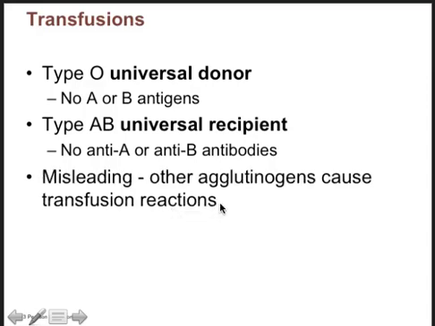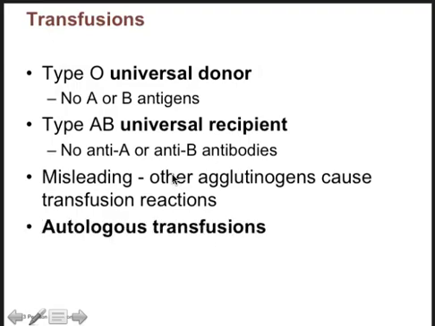Other agglutinogens can cause transfusion reactions. Autologous transfusions are where the patient pre-donates. Essentially, you're giving your own blood in an attempt to give it back to yourself in the event that you need it. So you can go to a blood donation facility and donate your own blood and basically earmark it for your own use. Not a bad idea, actually.